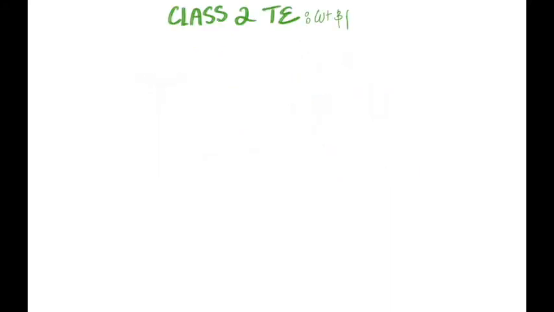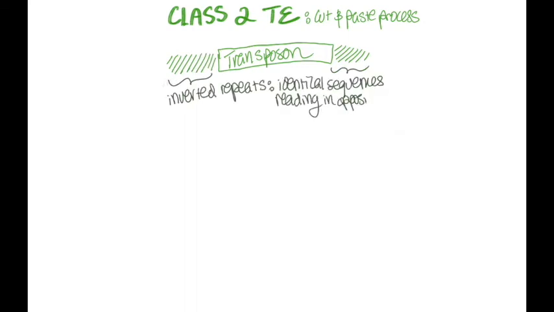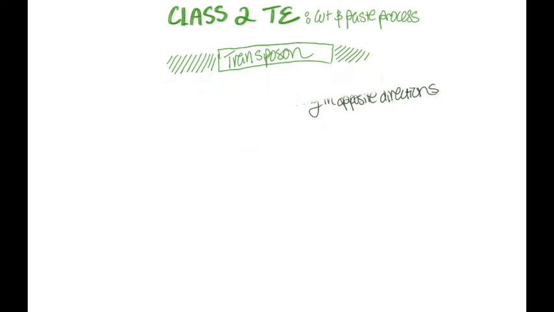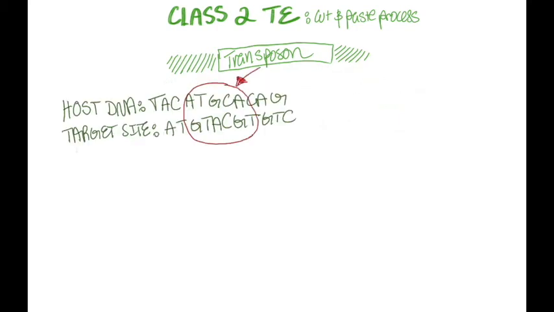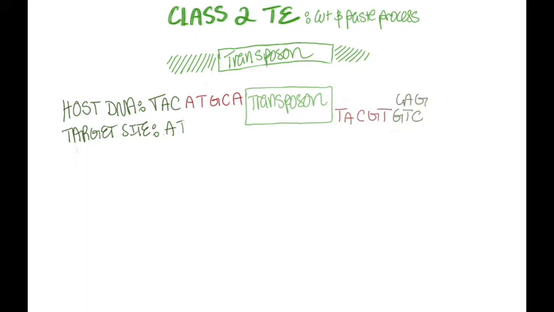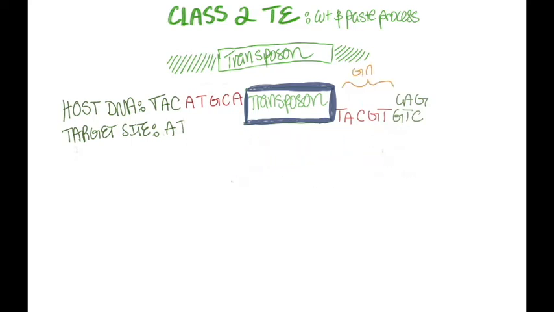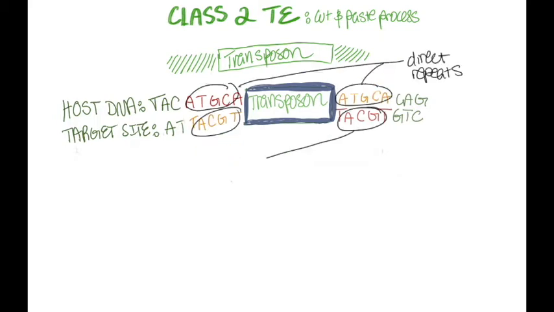Class 2 transposons move by a cut-and-paste process, where the transposon is cut out of its location and pasted into a new location. Transposase binds to both ends of the transposon, which consist of inverted repeats, which are identical sequences reading in opposite directions. They also bind to a sequence of DNA that makes up the target site. Some transposases require a specific sequence as their target site, while others can insert the transposon anywhere in the genome. After the transposon is ligated, or joined by molecular fragments with a new chemical bond to the host DNA, the gaps are filled in by Watson-Crick base pairing. This creates identical direct repeats at each end of the transposon.